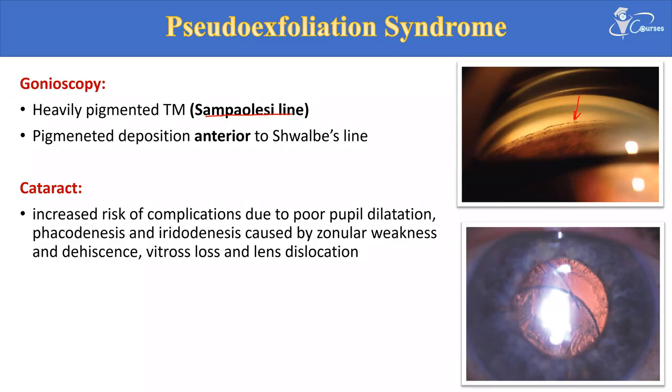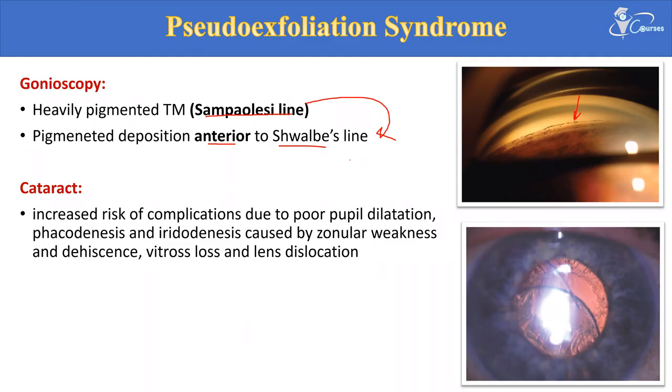And there will be heavily pigmented trabecular meshwork, and also the Sampaolesi line, which is a pigmented line anterior to the Schwalbe's line. So this should be here. The pigmented line in front of the Schwalbe's line is called the Sampaolesi line. This is not diagnostic for pseudoexfoliation syndrome, but it is highly suggestive, because it can also occur in patients with pigment dispersion syndrome.